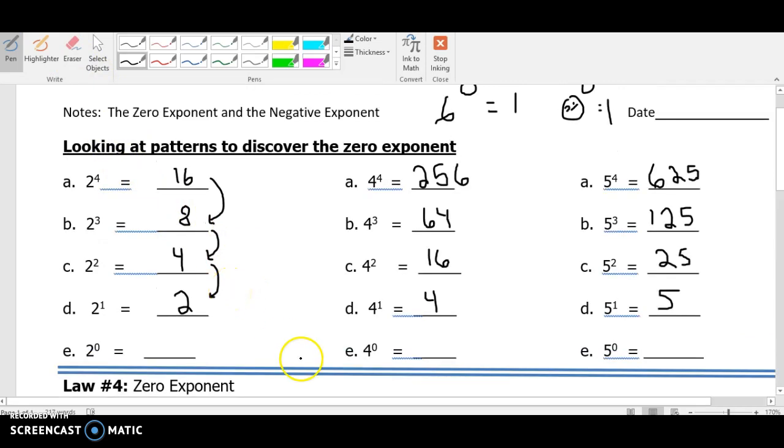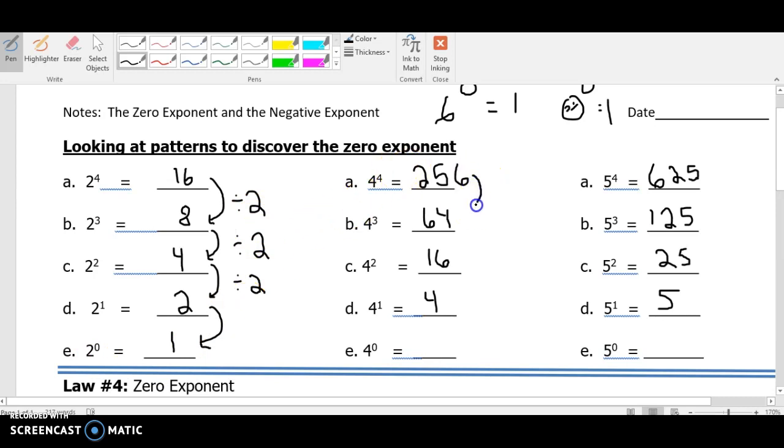Alright, so hopefully you went ahead and did this, and you might have noticed a pattern. In this first one, hopefully you noticed that as we go from A on down to D, we are dividing by 2. We divide by 2, then divide by 2, then divide by 2. We're dividing by 2 each time. That's the pattern that shows up as you go from the top to the bottom. If I continue this pattern, I divide by 2 again, and 2 divided by 2 gives me 1. Oh, 2 to the 0 power must equal 1 if I want to keep that pattern up.